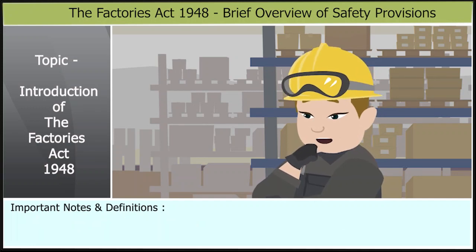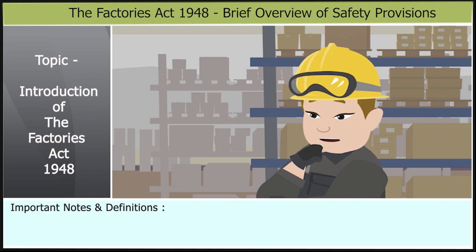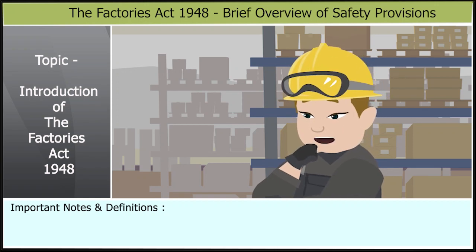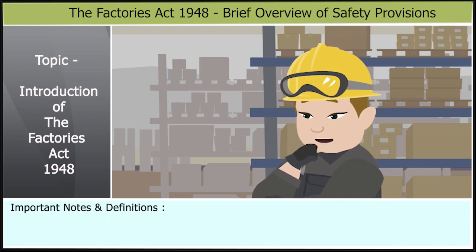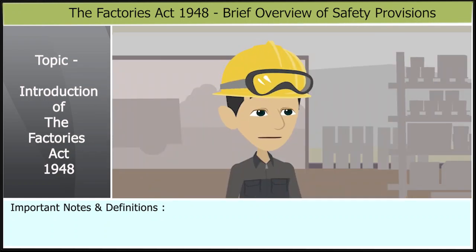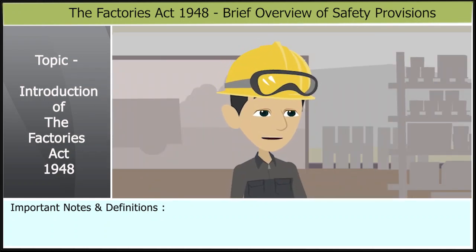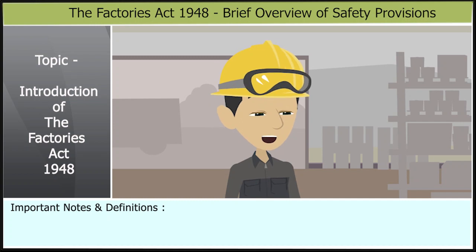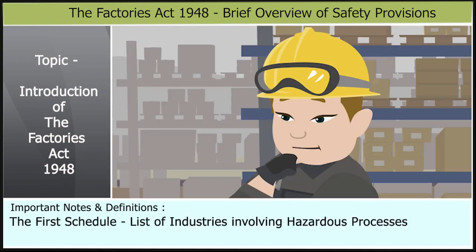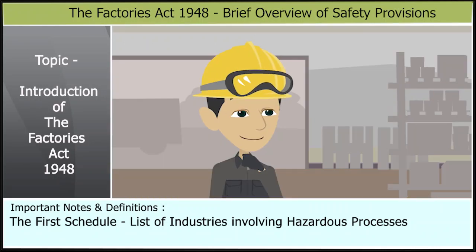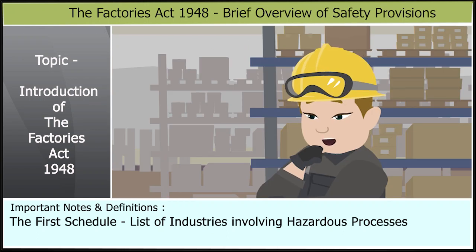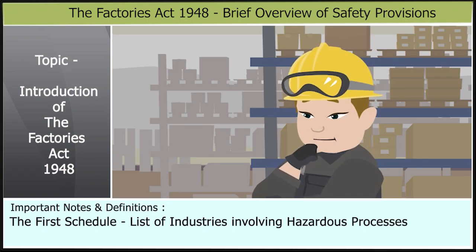The 3 schedules cover the list of industries involving hazardous processes, permissible levels of certain chemical substances in the work environment, and the list of notifiable diseases. Wow, that's a lot of provisions. What are the industries involving hazardous processes? The first schedule of the Factories Act 1948 lists industries involving hazardous processes such as petroleum refining, asbestos, and lead.